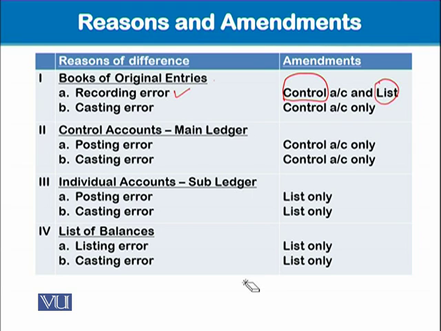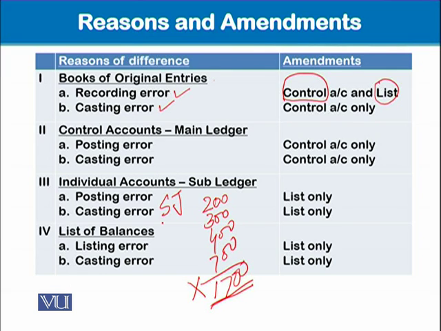the second issue. The second issue is casting error. You know what is casting? Casting means simply making the total of a few figures. For example, in the sales journal, we are talking about books of original entry. In the sales journal, there was 200, there was 300, there was 400, there was 700. The total is 1600, whereas we wrongly put the total as 1700. This is wrong. So this sales journal was wrongly totaled. It is known as casting error.